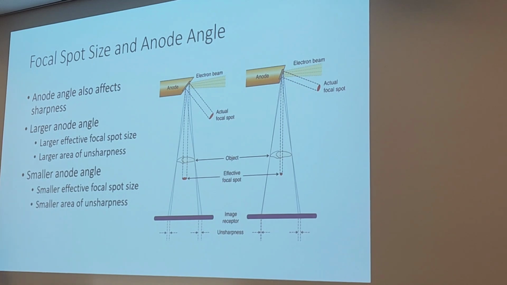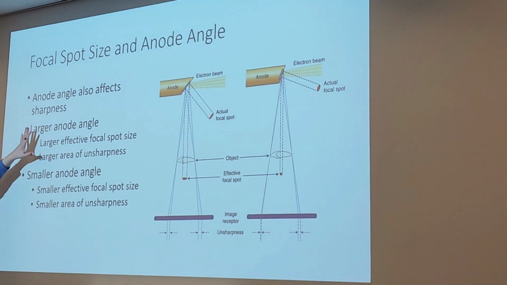Okay. Now, in reality, filament size is not the only thing that affects focal spot size. Filament size is the only thing that you can control that affects focal spot size. The second thing that affects focal spot size is the angle of the anode, right? Line focus principle. Actual focal spot size, effective focal spot size. So the angle of your anode will affect your focal spot size, and because it affects focal spot size, it also affects your sharpness, it also affects your heating.